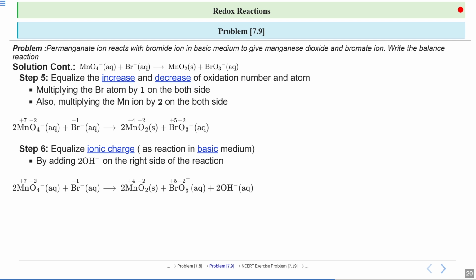plus 2OH negative. All the compounds or elements participating in the chemical reaction are present in the aqueous state except MnO2, which is present in solid state. So now, as we can clearly see, we have to balance this hydroxide ion.